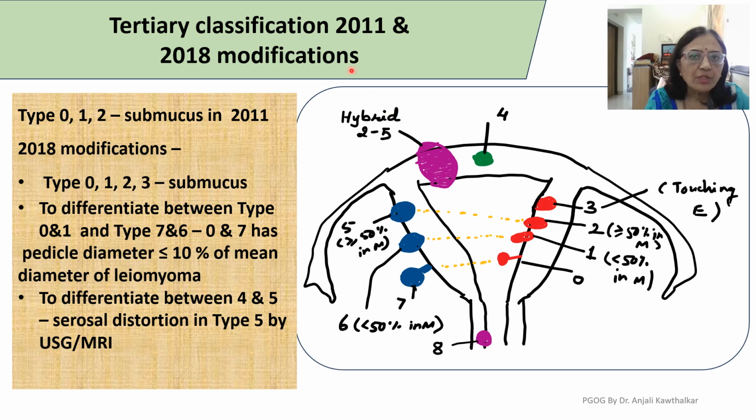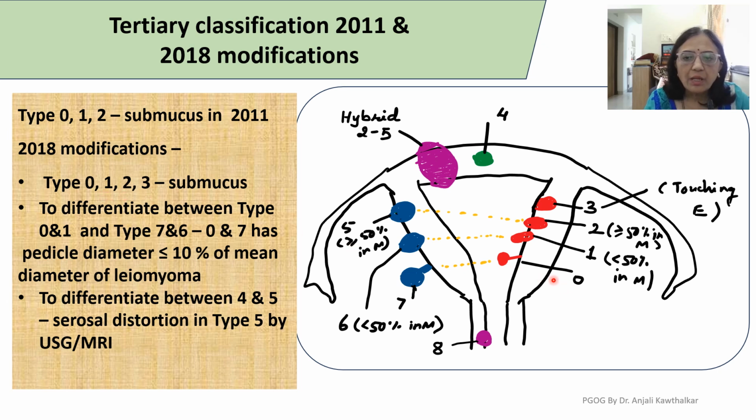This tertiary classification was modified in 2018. In 2011, the submucous variety had only three types, that is type 0, type 1 and type 2, whereas by the 2018 modification, submucous also includes type 3. So there are four types under the umbrella of submucous in the 2018 modifications: type 0, type 1, type 2 and type 3.